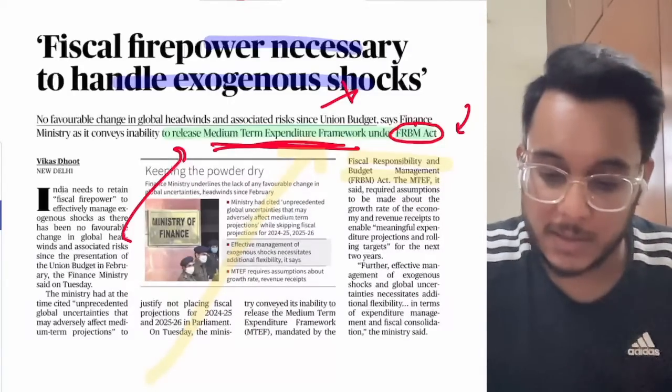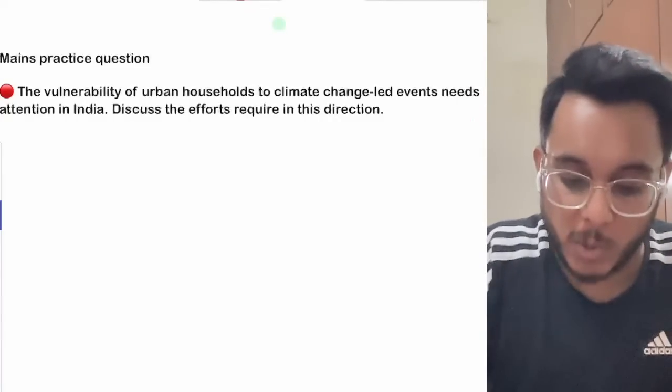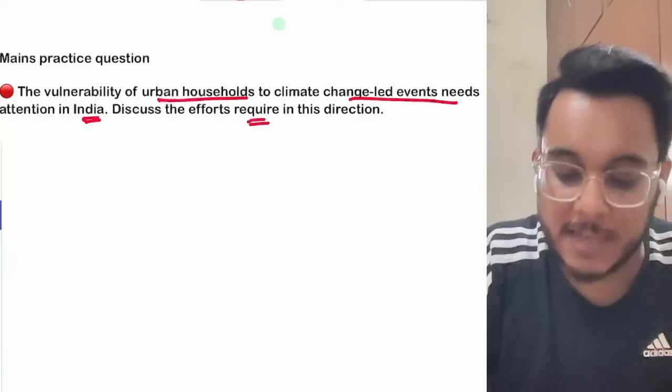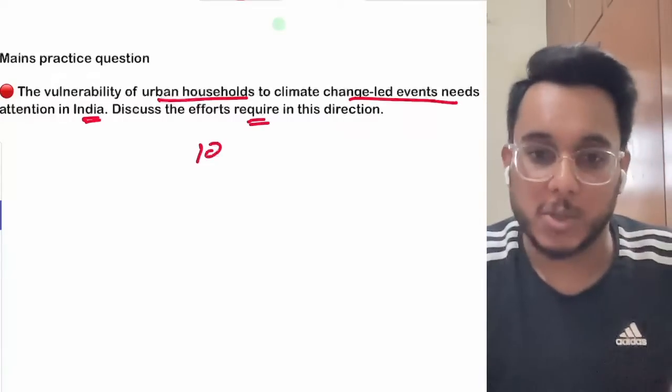So that is all. And here you can read the main practice question for today. The vulnerability of urban households to climate change led events need attention in India. Discuss the efforts required. 10 marker question.